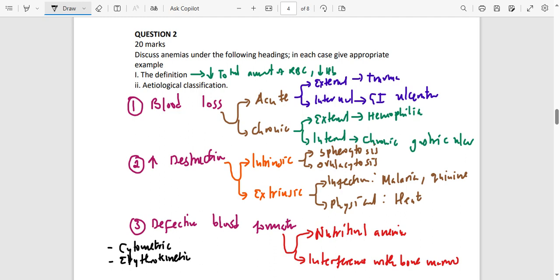And then the biochemical classification, this is just designed to recognize and identify depletion of cofactors. For example, iron is depleted in iron deficiency anemia, and any depleted cofactor can cause a certain type of anemia, like megaloblastic anemia because of vitamin B12 and folate. That's the biochemical.